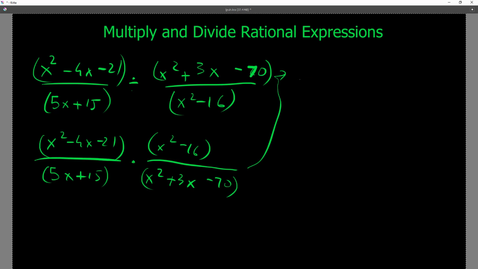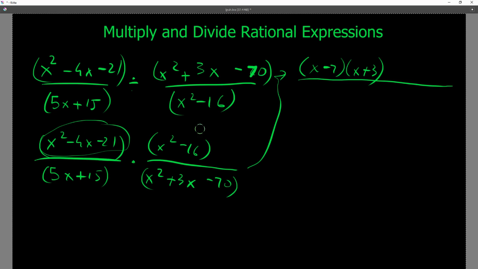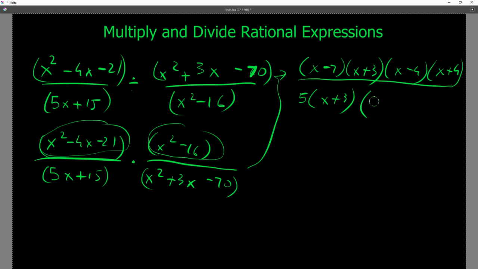Okay, so I'm going to put it over here, put them all in the same fraction, top with top, bottom with bottom, and I factor this out. That one becomes x minus 7, x plus 3. And that's from this guy, all right? And then I factor this guy. That one becomes x minus 4, x plus 4. All right, that's from this guy. Remember, all you have to do is just flip the second fraction, and then you do the rest the same. And this one is just factor of 5. And then I have x plus 3. And I factor this. That becomes x plus 10, x minus 3, I believe.